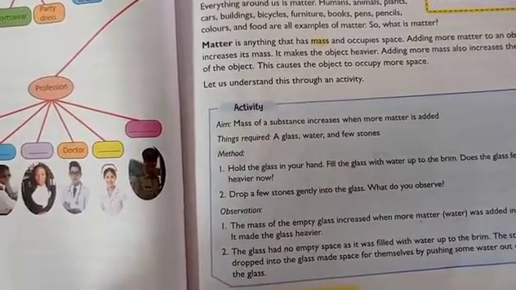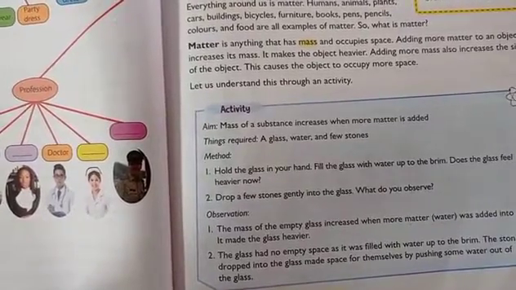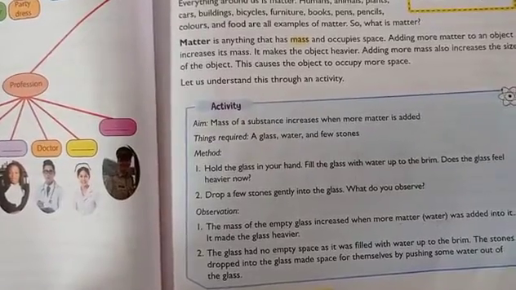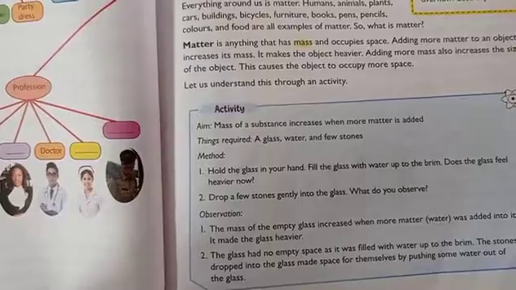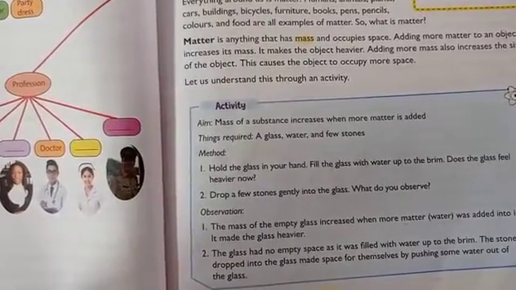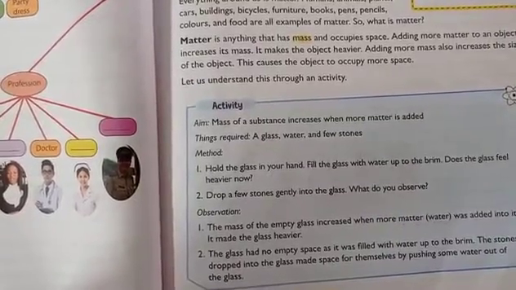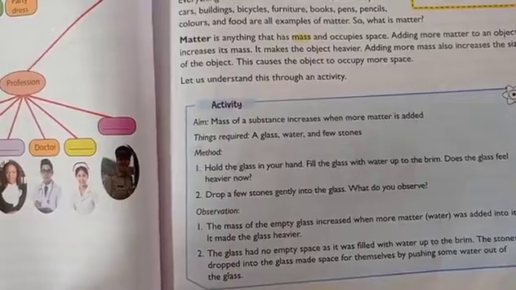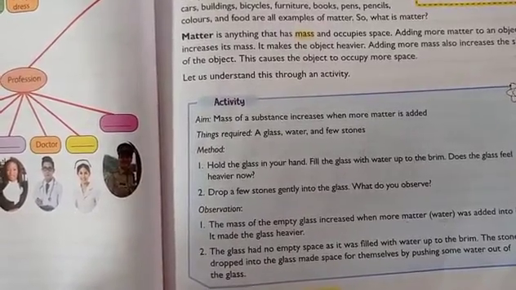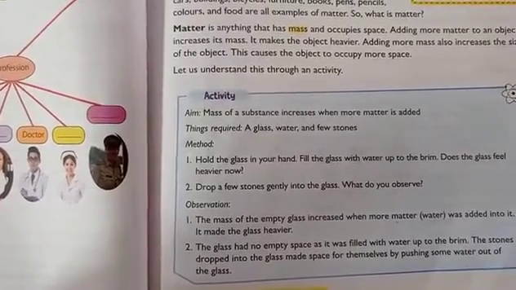First observation: the mass of the empty glass increased when more matter, water, was added into it. It made the glass heavier. When you add more matter, that is water in this case, the mass of the glass is heavier than the empty glass.